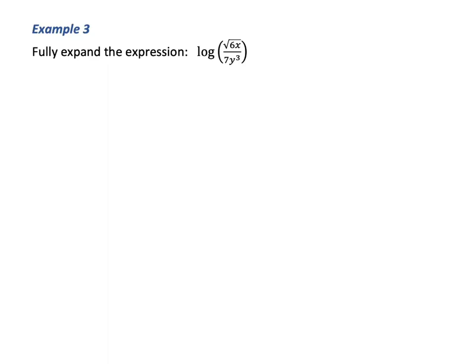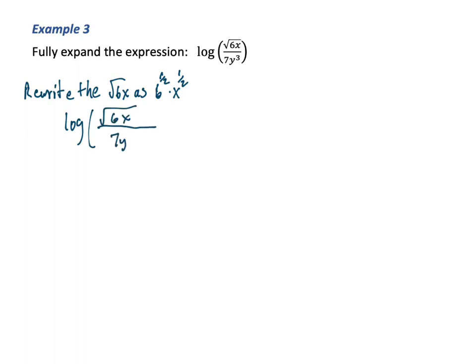So example 3, fully expand this expression. So first thing I probably want to do is think of another way to write the square root of 6x, and remember that the square root is just really a 1/2 power. So let's rewrite the square root of 6x as just 6 to the half times x to the half. So on the left-hand side, log of root 6x over 7y cubed should be log base b of 6 to the half x to the half divided by 7y cubed.